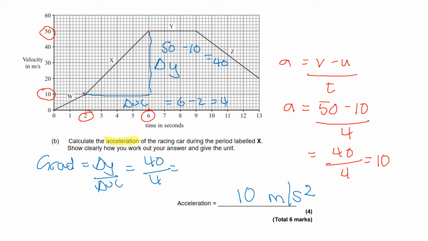There's 4 marks here, so they are expecting you to show clear working out and the units to get full marks. Either method is fine though.